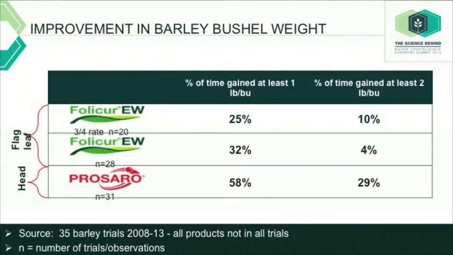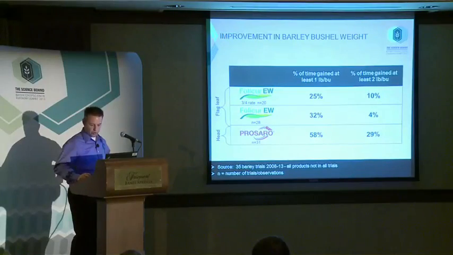And then even if we stretch it out a little bit, where we start looking at times where we try to gain at least 2 pounds per bushel, moving it from 48 to 50 or so on, we're still getting some of it with the flag leaf timings. But if we're looking for those big gains on the bushel weight front, the Prezzero at that head timing seems to be by far our best option for gaining bushel weight.